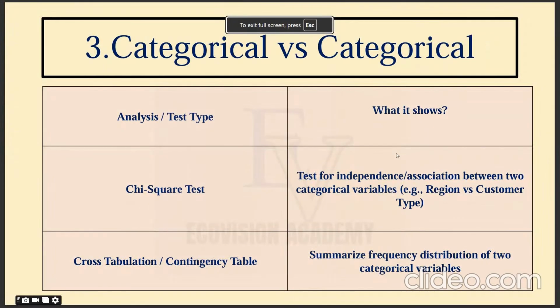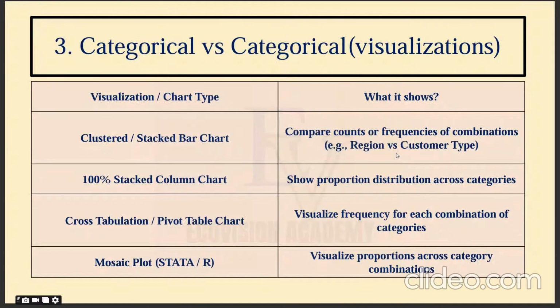Okay. Similarly, cross tabulation is also a very popular thing. In cross tabulation, we basically find a contingency table. It gives you the summarized frequency distribution of two categorical variables. Whenever we do the practical of cross tabulation, you can easily find that.